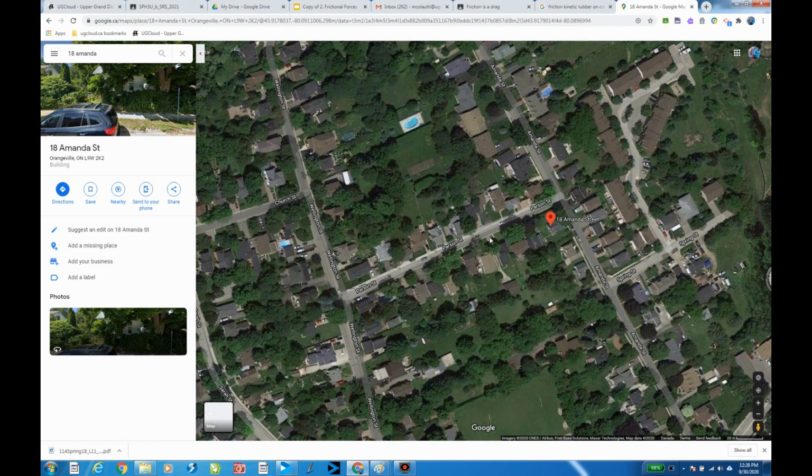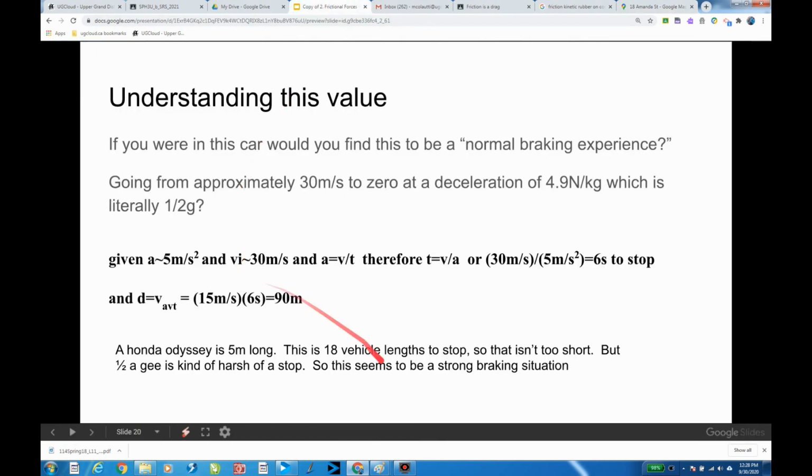So that's an example of how, let's say your teacher next year goes, try to make the situation real. You could capture a street view of your house and plot it out on the neighborhood street and go, see, that's what it would look like. So it's a pretty rough stop, but it does show you that even 6 seconds to come to a halt, you still travel 90 meters. That's like more than half a block.